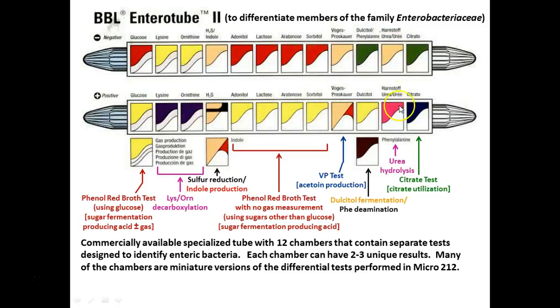This is a cool test. This is one of Taquana's favorites. It's for urea hydrolysis, and it turns this really pretty magenta pink color if it's positive. She always says that when she gets married, her bridesmaids are going to wear that color.